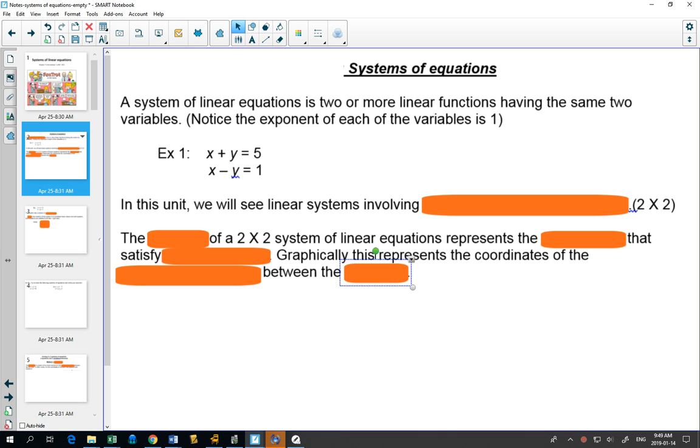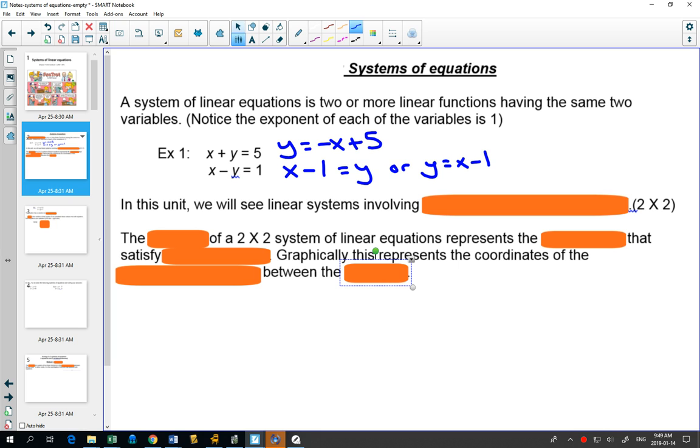So in this one, can you see that you could rearrange it to be y equals negative x plus 5? And this one you could rearrange to be x minus 1 on the left equals y, or y equals x minus 1. And from the chapter that we just did, that means we have one graph.